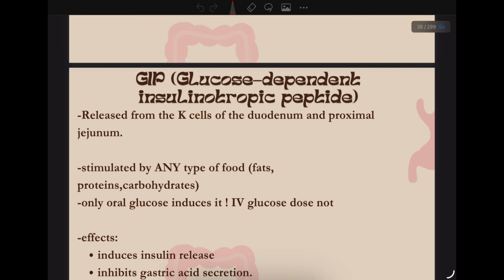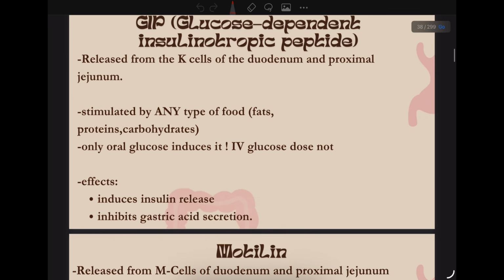GIP, glucose dependent insulinotropic peptide. No one remembers the full name, just know it as GIP. Where is it released from? K cells of the duodenum and proximal jejunum. It's stimulated by any type of food: fats, proteins, carbohydrates, whatever it was. Any type of food stimulates the release, okay?